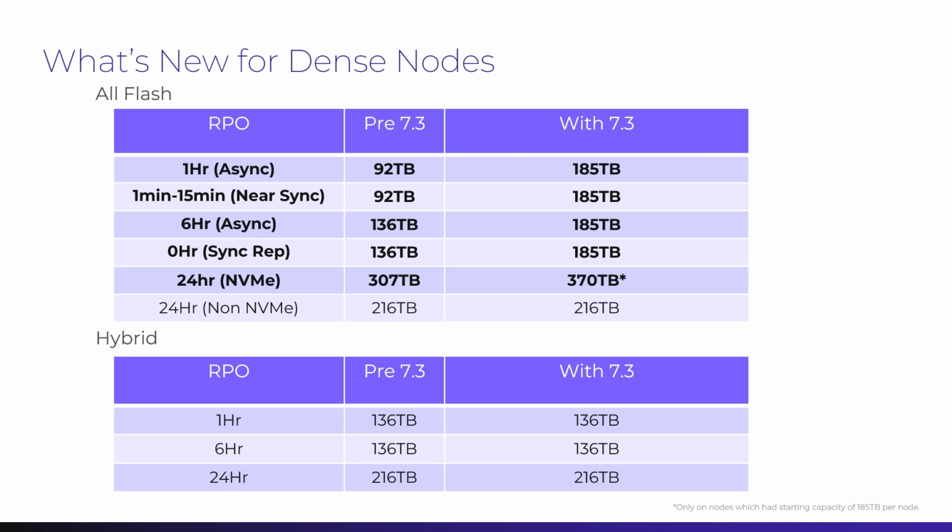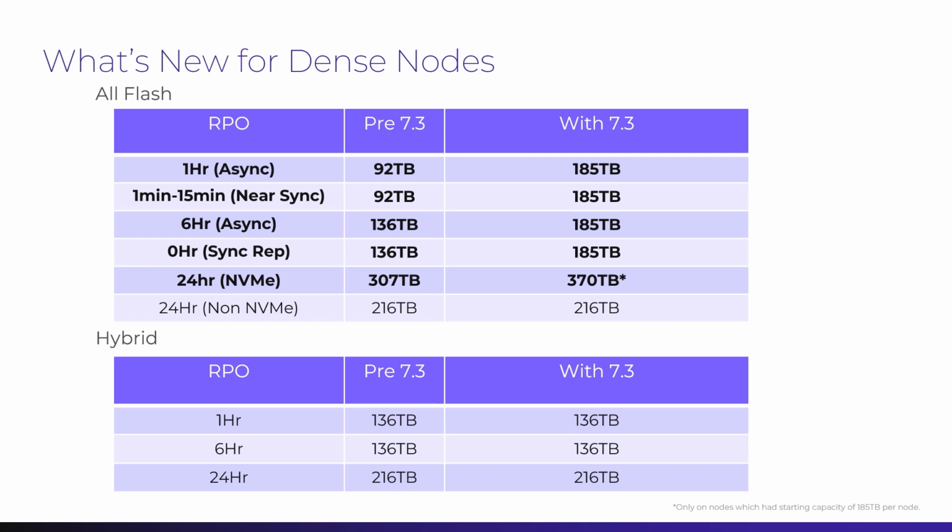For 24-hour RPO, for all NVMe nodes, the capacity has now increased to 370 terabytes versus the 307 terabytes that we had before. The increase in capacity can go to 370 terabytes, assuming that the cluster or the nodes have been foundationed with at least 185 terabyte capacity to begin with. If the nodes start off with a capacity lower than 185 terabytes, then all NVMe nodes can only grow till 307 terabytes. And then for 24-hour RPOs for non-NVMe all-flash nodes, the capacity remains at 216 terabytes.